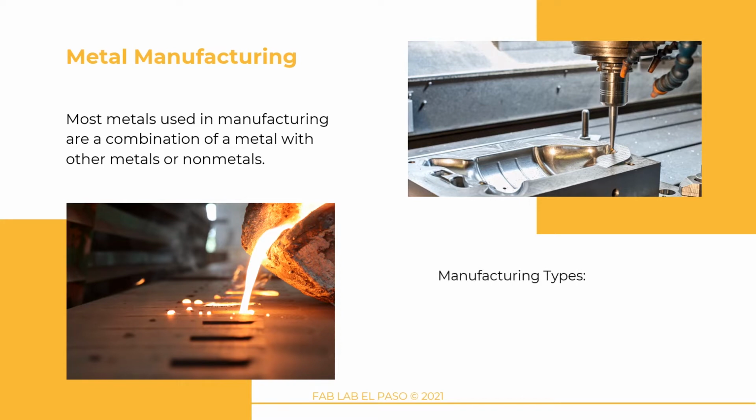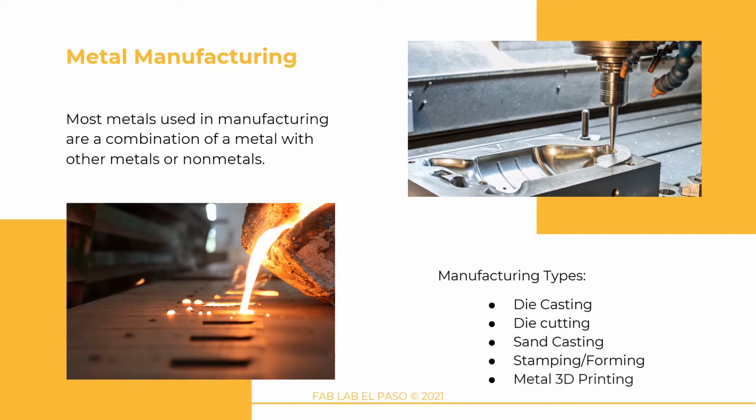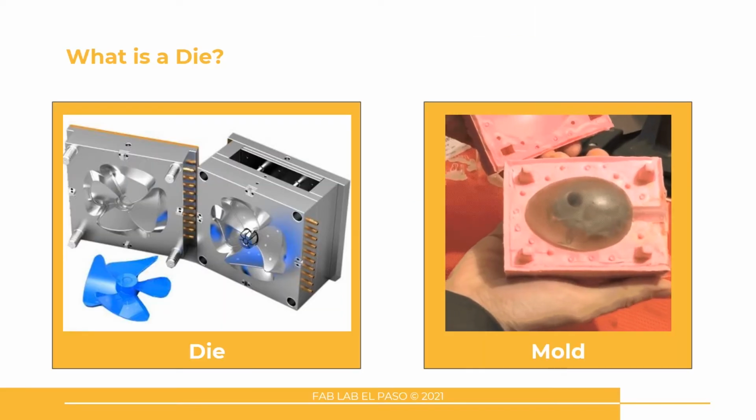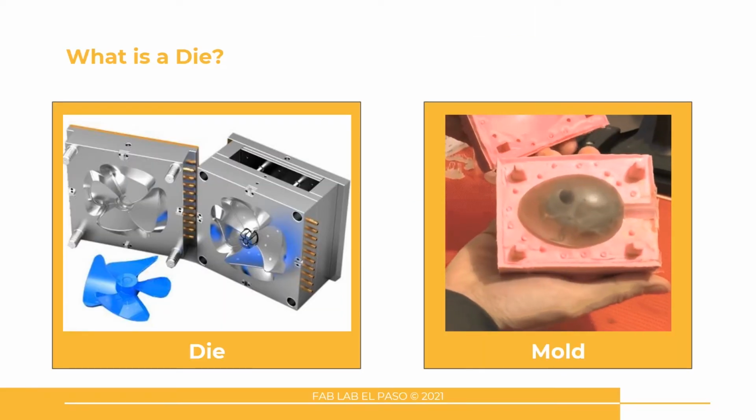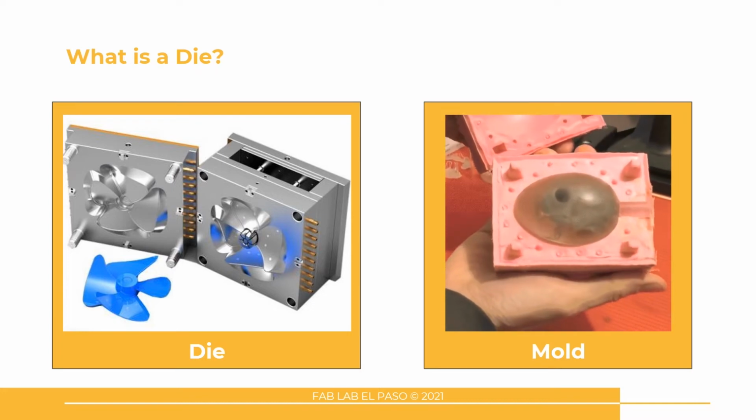The common metal manufacturing types that we will talk about are die casting, die cutting, sand casting, stamping or forming, and metal 3D printing. Before we get into the types of metal manufacturing, let's talk about what a die is. You will hear this word quite a few times throughout these sessions.